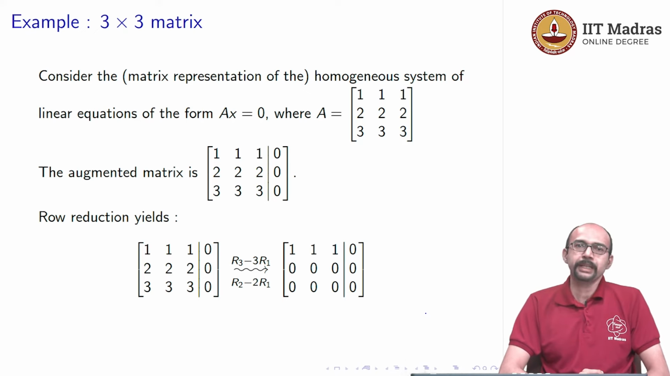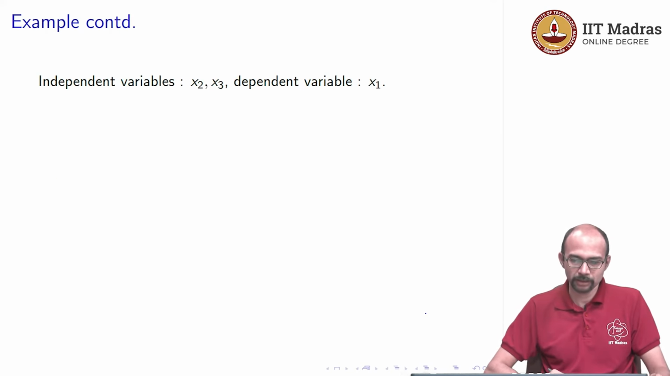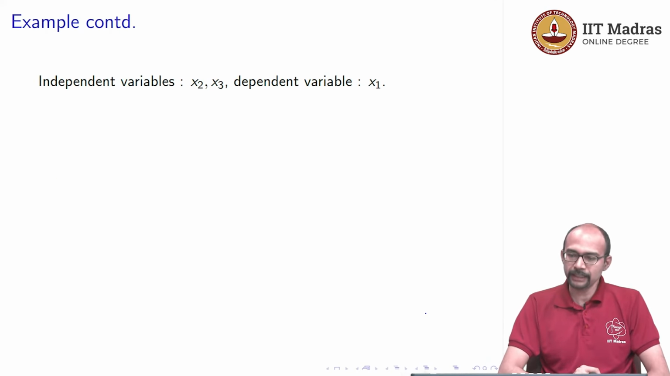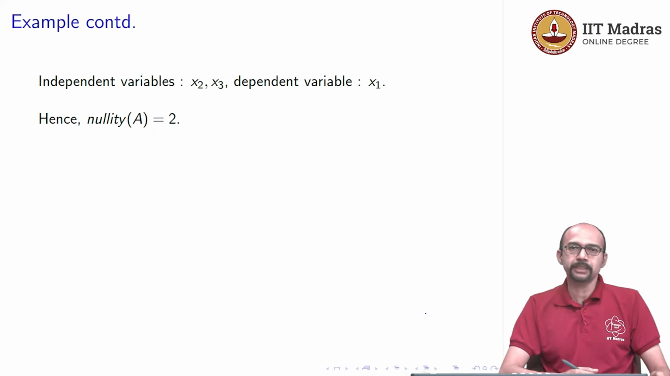Fine. So now how many independent variables are there? How many dependent variables are there? For that we have to look for the non-zero rows. There is one non-zero row, and within that row look for the leading one. The leading one is in the first column. That means x_1 is a dependent variable and everything else is independent. That means x_2 and x_3 are independent variables. The dependent variable is x_1. That already tells me the nullity: the nullity of A is 2. Now, let us find a basis for this vector space, namely the null space.